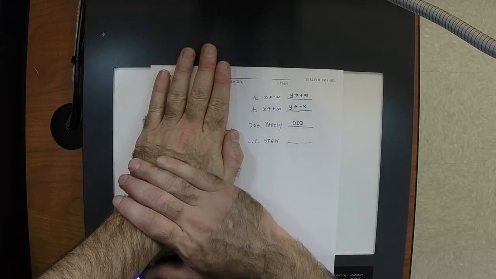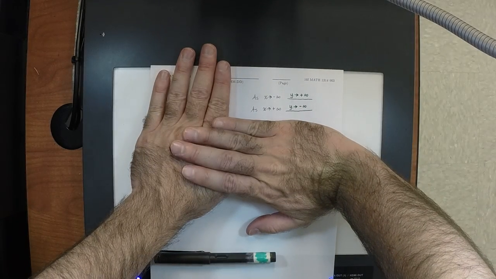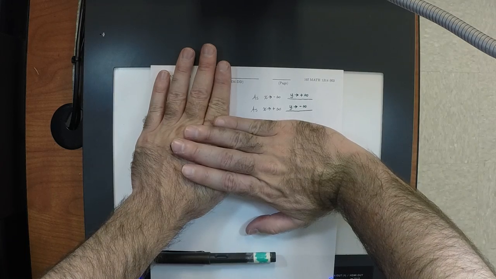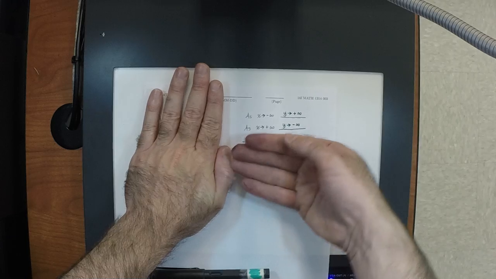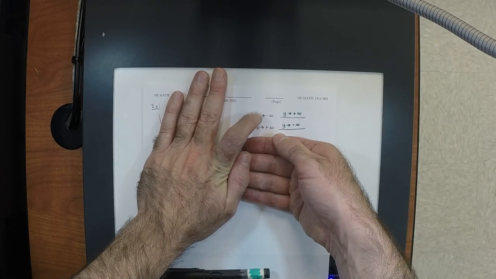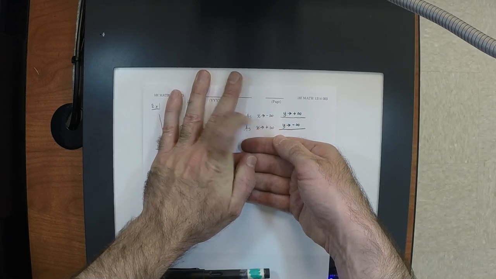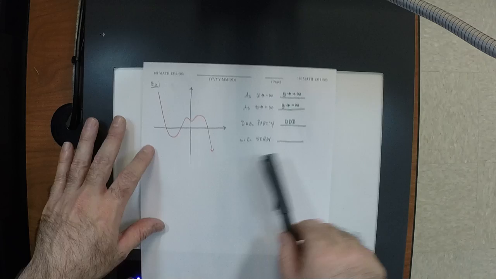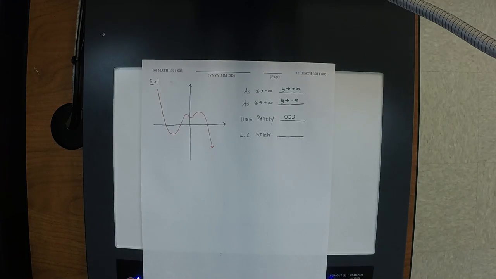Okay, now, without the picture, why is it odd? Right, because analytically, we just got finished saying these two behaviors right here. Notice that this one is up and that one's down. Odd. Okay. Then what is the leading coefficient of the sine?